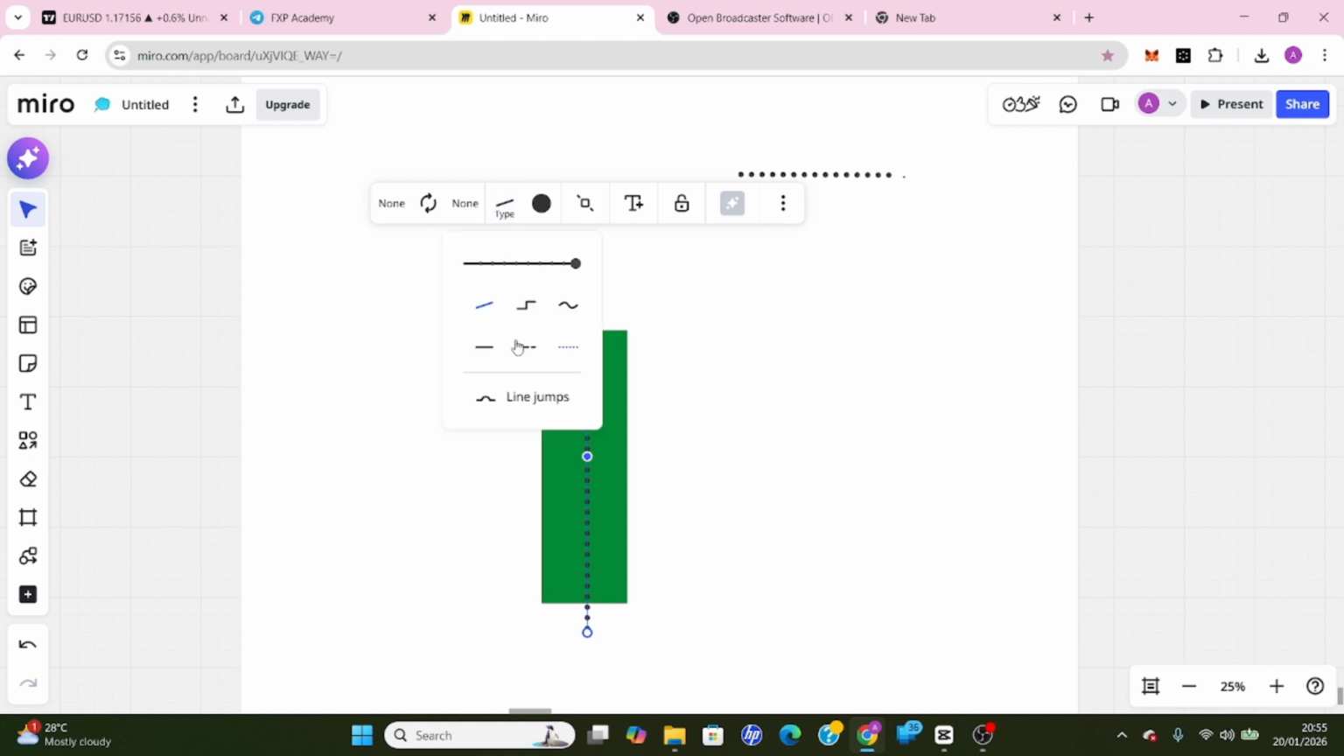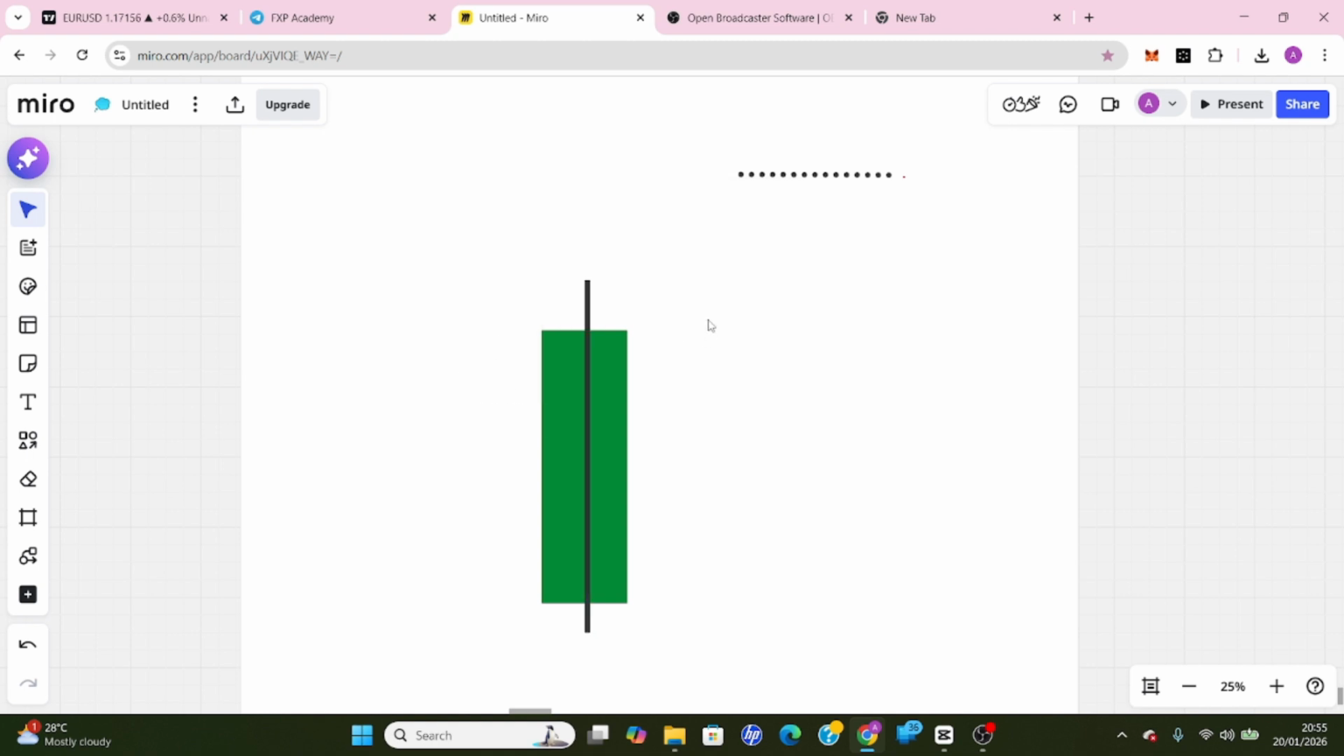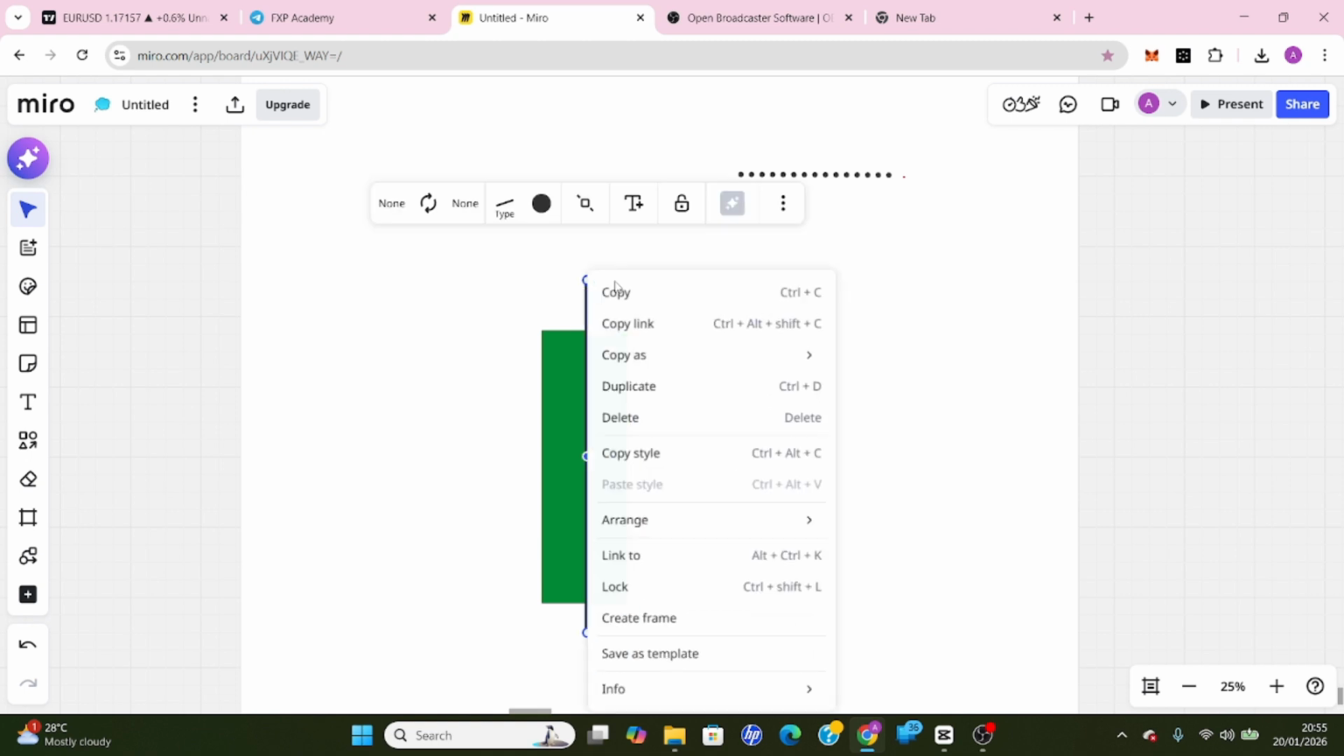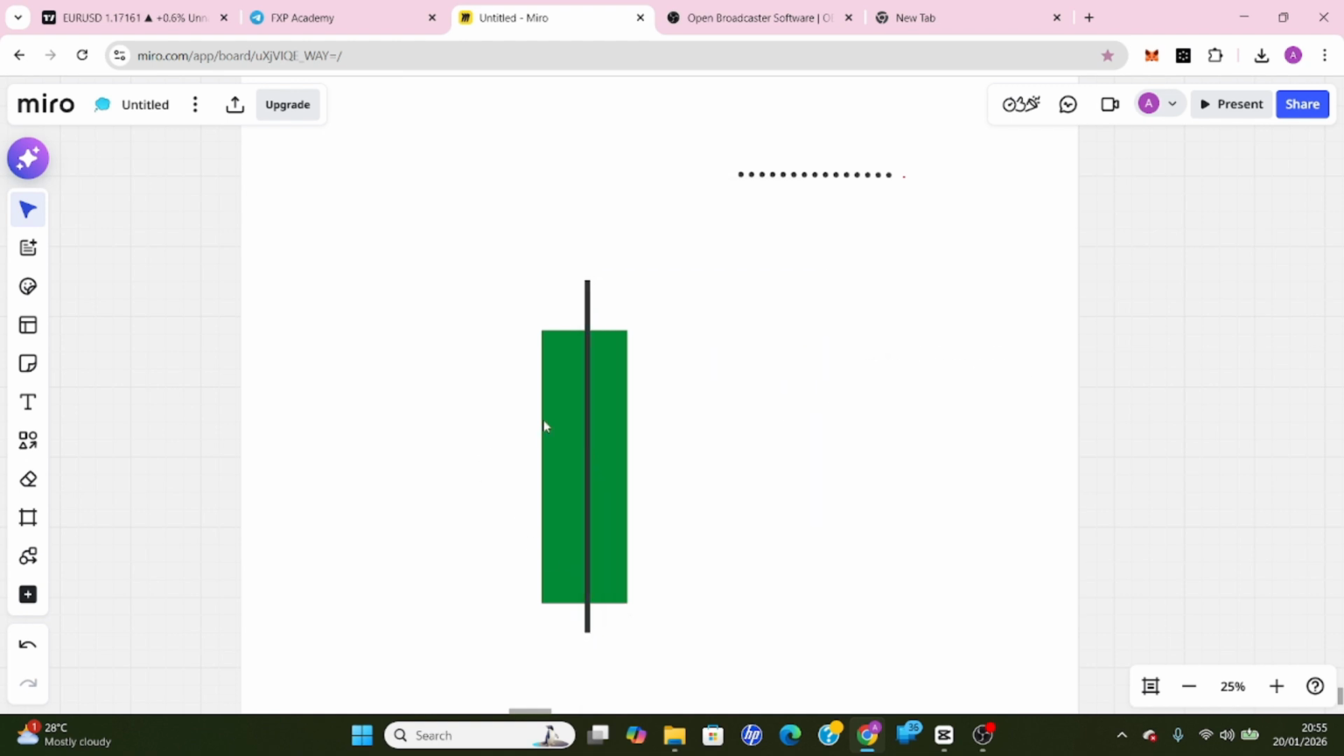Let's change this to normal line, right? So send it back, send it back, right? Visual order. I'm trying to get a visual order. Okay, let's just do page down. Page down will take it.